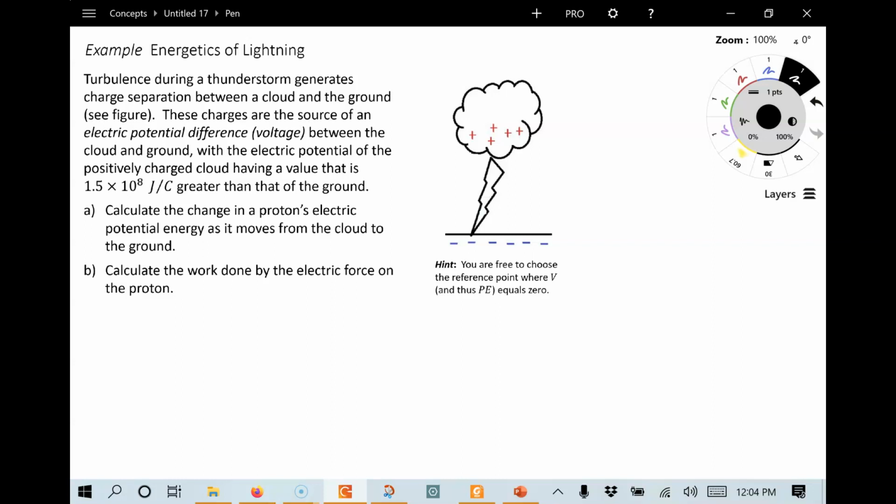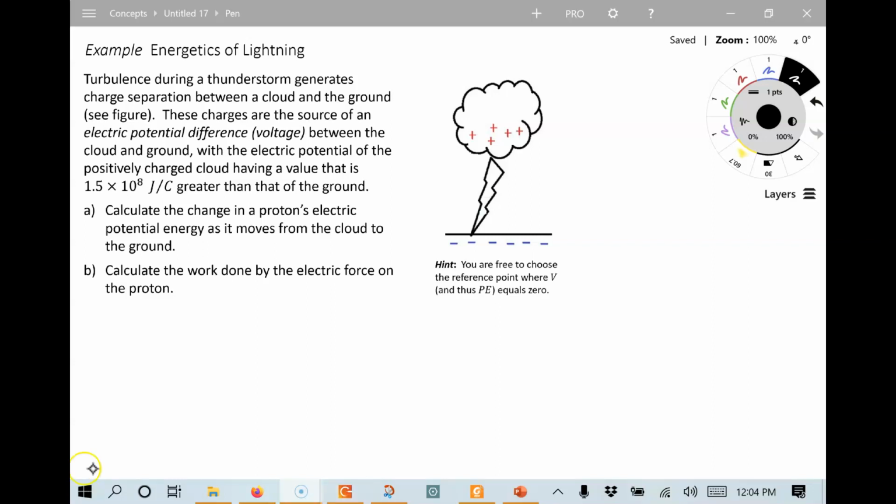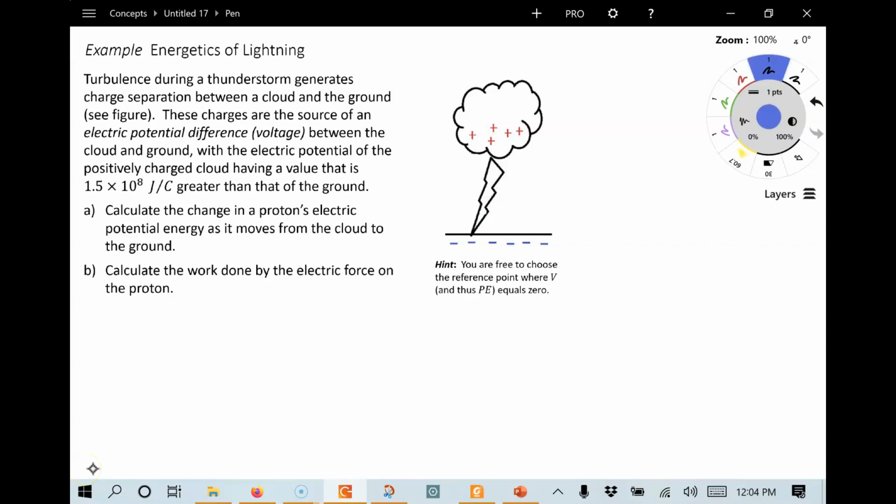Now instead of a ball, we've got a cloud, we've got the ground, and we've got charge separation, which can happen because of friction. So in part A, we're asked to calculate the change in a proton's electric potential energy as it moves from the cloud to the ground. In this problem, we are told that the electric potential of the positively charged cloud has a higher value by 1.5 times 10 to the 8th joules per coulomb than the electric potential at the ground.